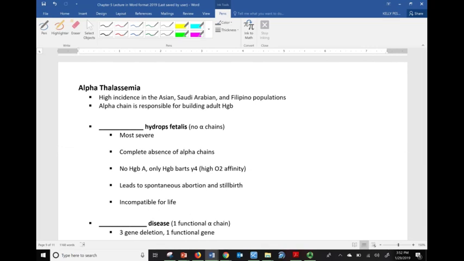So the alpha thalassemias are hereditary, and they are found in certain populations. And there is a high incidence in the Asian, Saudi Arabian, and Filipino populations. The alpha chain is responsible for building adult hemoglobin.